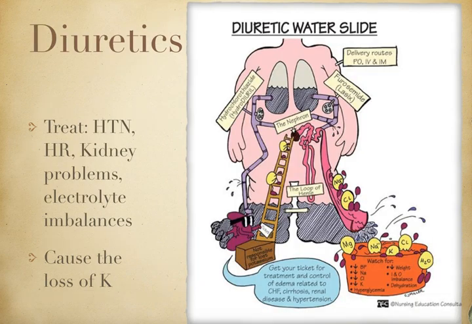So, medications. The big one that you want to know about are diuretics because they actively influence electrolytes. So diuretics increase urine production and require careful monitoring of electrolytes, but especially potassium. Diuretics are used to treat hypertension, heart failure, kidney problems, and electrolyte imbalances.